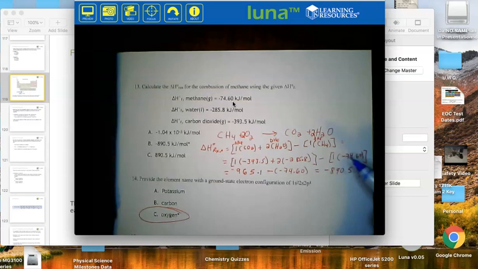Number 16, which of the following has the longest wavelengths? We know microwaves have longer wavelengths than UV light and X-rays. That's your answer.